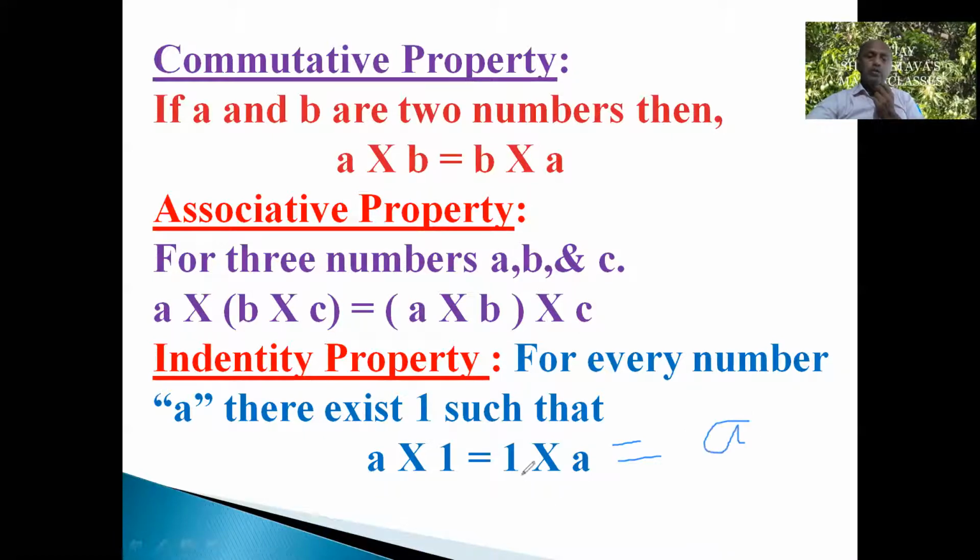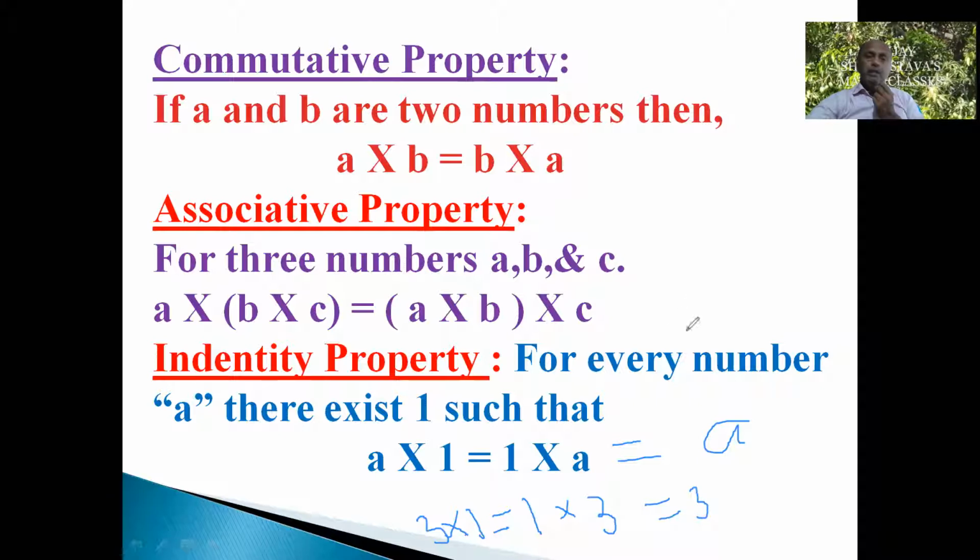So similarly, you can multiply 3 into 1 or 1 into 3, you will always get 3. So whenever it is required to multiply any number, for example, minus 1 upon 2 into 1, you will always get the same number, that is minus 1 upon 2. So you can say 1 is an identity element for the multiplication of any number, either it is a whole number or rational number or integer.